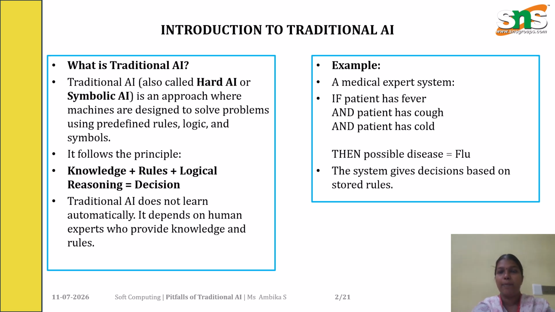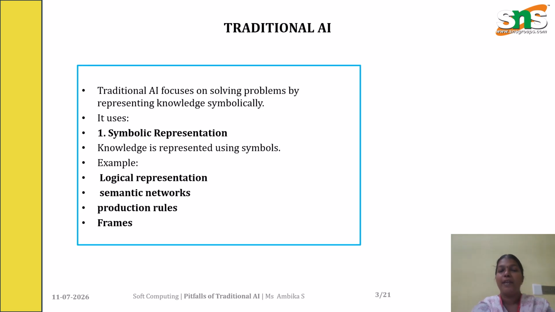If you consider an example, a medical expert system, we will be setting rules like: if the patient has fever and cough and cold, then the possible disease will be flu. So the system will depend on the database rules and then it will decide the output. Traditional AI mainly focuses on solving problems by representing knowledge symbolically. The symbols may be a word, character, or number. Symbolic representation: knowledge is mainly represented by symbols. Example, logical representation: if A is human, then all humans are mortal.